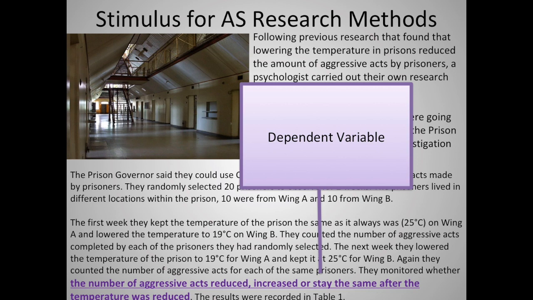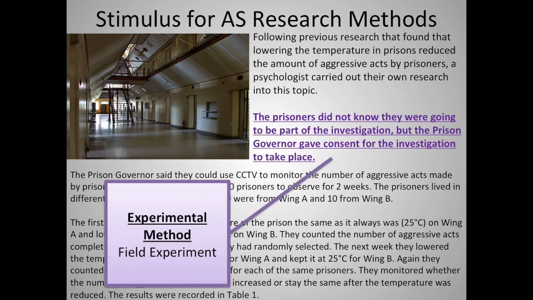Then I would underline they monitored whether the number of aggressive acts reduced, increased, or stayed the same after the temperature was reduced. So this gives us our operationalised dependent variable. That means we're measuring to see whether the independent variable, the change in temperature, was actually having an effect on aggression levels in the prison. And the way that's measured is to say whether the number of aggressive acts reduced, increased, or stayed the same after the temperature was reduced. Overall, when looking at the stimulus, we can see the experimental method is a field experiment. And that's because the researchers have gone into a natural setting, a real prison, but they have manipulated the IV and the DV within that natural setting.